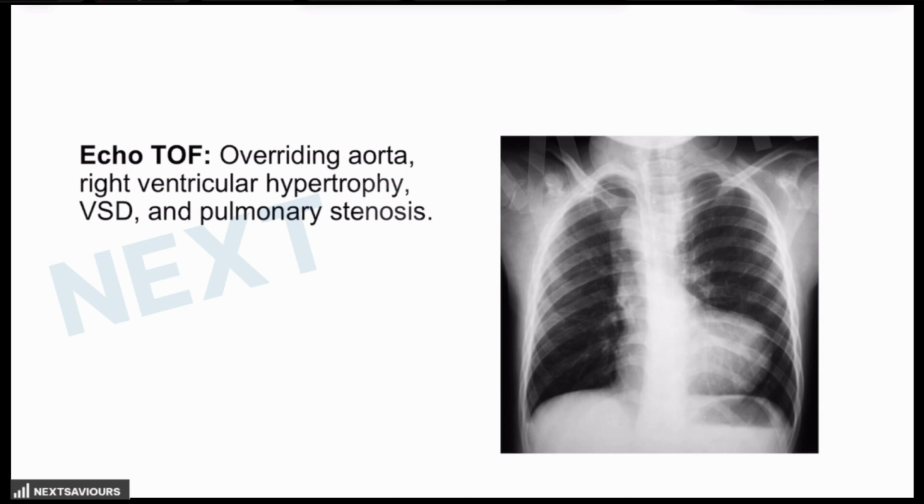Now, very clearly, you can easily identify on the basis of the X-ray findings that there will be a boot-shaped heart and decreased pulmonary vascularity. So on this basis, you can easily identify that we are dealing with the X-ray of TOF. And finally, echo findings would be the defining findings of the TOF, like overriding aorta, right ventricular hypertrophy, VSD, and pulmonary stenosis. So let's see the question now.